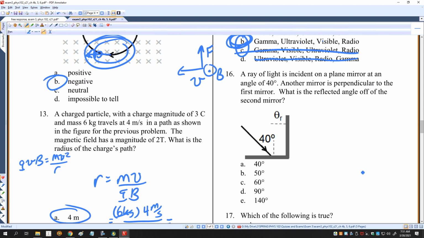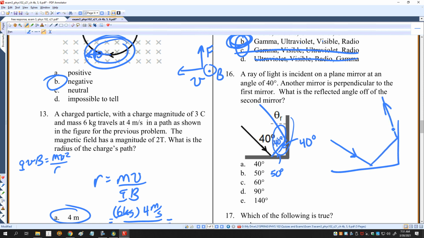A ray of light is incident on a plane mirror as shown. What is the reflected angle theta r off of this second mirror? So if that angle is 40 degrees, this angle is 40 degrees, and that means that this angle is 50 degrees. If that angle is 50 degrees, that means this angle is 40 degrees. Let me redraw this. So I have a light ray that comes in, it reflects off, and it goes off again. We'll see they're the same.